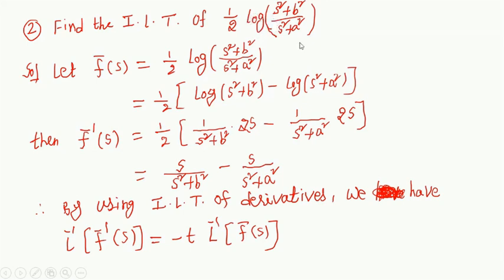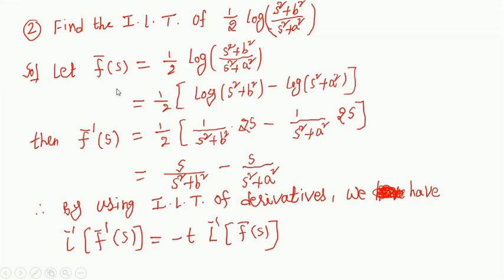I can take the given function as f bar of S, then I can find the derivative of f bar of S, and then I can apply the inverse Laplace transform of derivatives property. First I am taking the given function as f bar of S. Let f bar of S be equal to 1 by 2 into log of s square plus b square by s square plus a square. This is of the form log of a by b. I can write this one as log a minus log b, means log of s square plus b square minus log of s square plus a square.